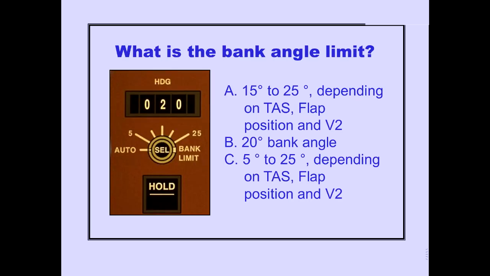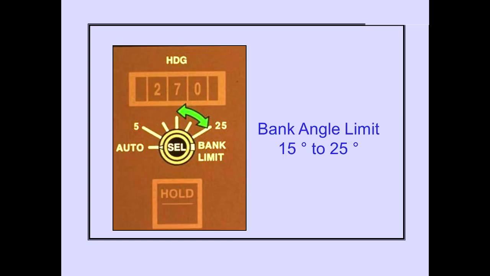Question. Answer A is correct. In the auto mode, the limit is 15 degrees to 25 degrees, depending on your true airspeed, flap position, and V2.